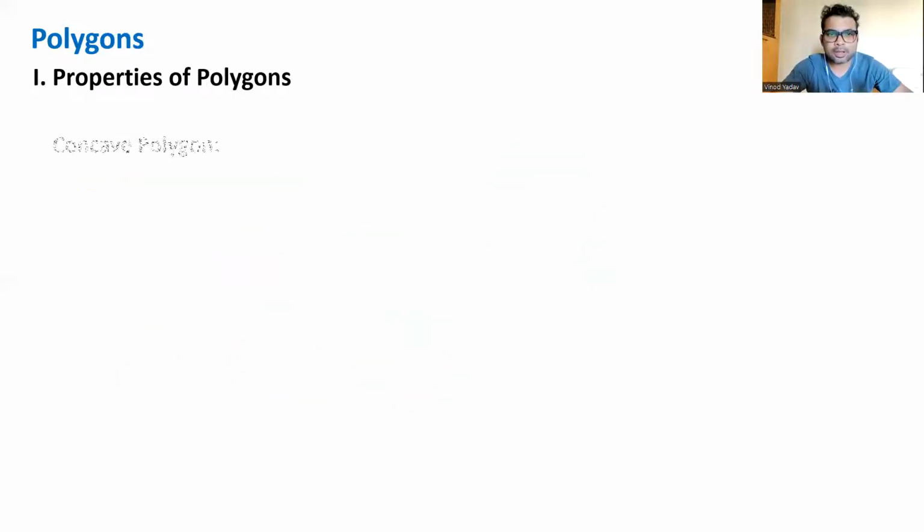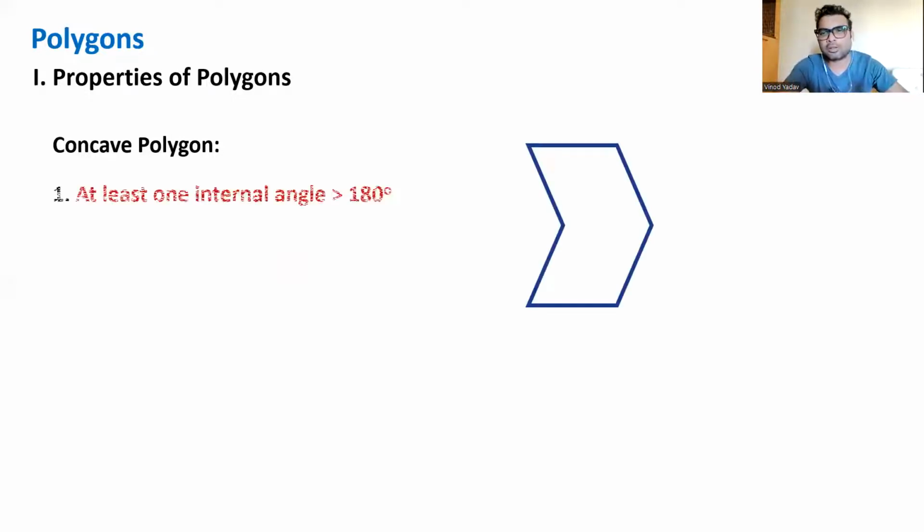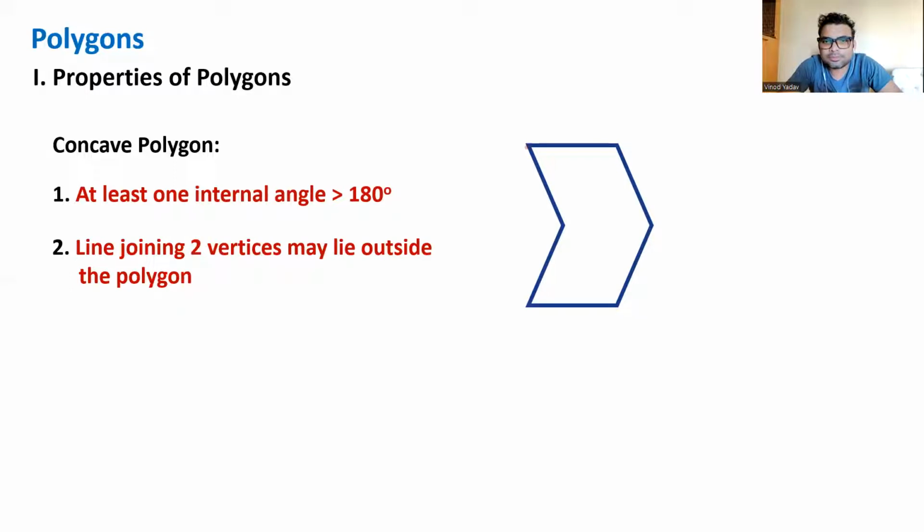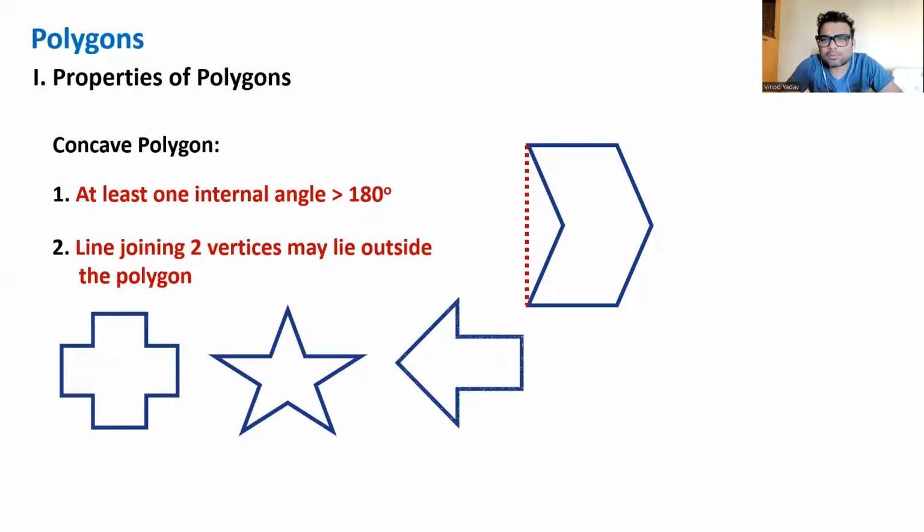Now concave, exactly opposite. There will be at least one interior angle which will be more than 180. So if the interior angle is more than 180, if you join two points inside the polygon, that segment joining the points will fall outside the polygon, isn't it, friends? Check this. So this is the simple identification of a concave polygon. These are all concave polygons because at least one angle was there which was more than 180.